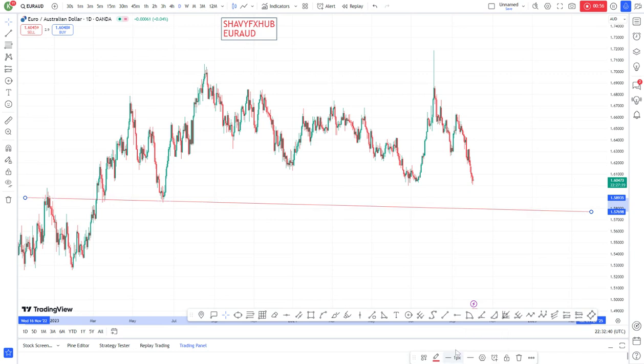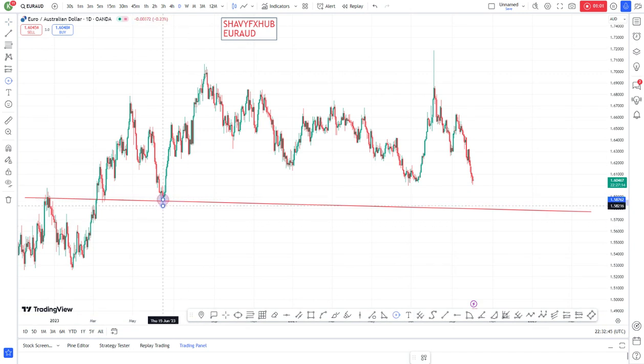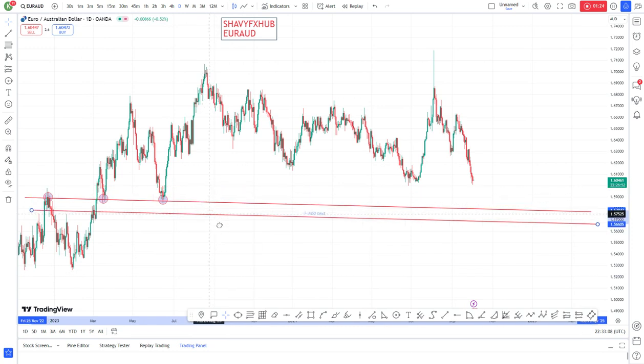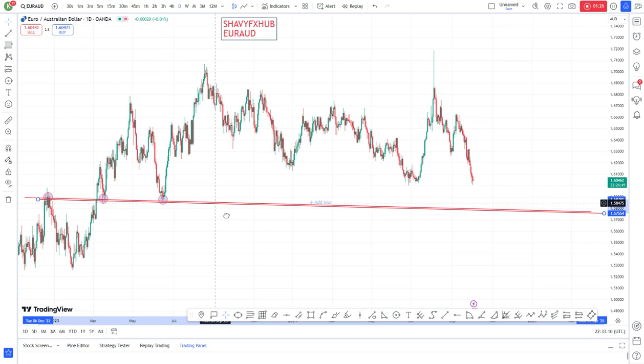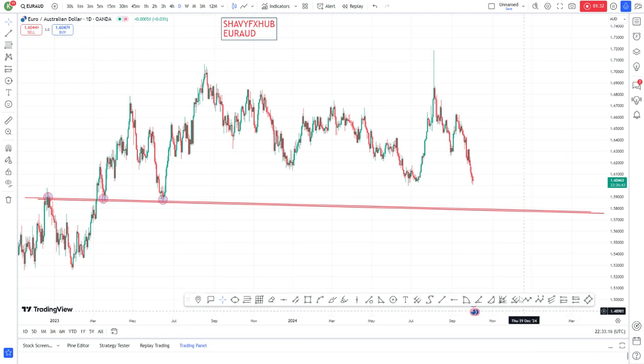Technically, the Australian dollar is very much strong, and the euro seems to be weak, although the market is bullish in the long run. When you check euro on the monthly time frame, it's bullish. So I want price to play back into this zone for a potential buy. But on the daily, we're going to find an opportunity if there is any.